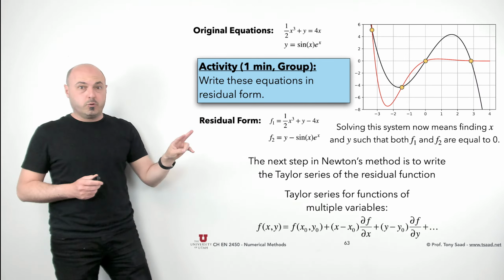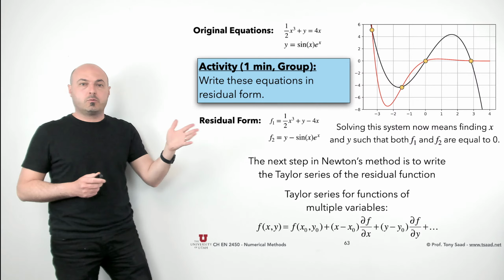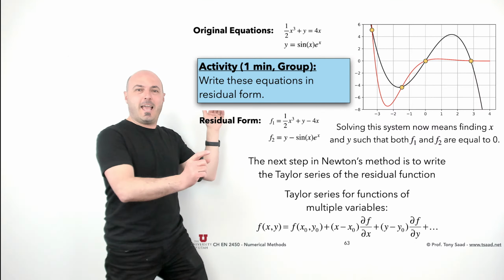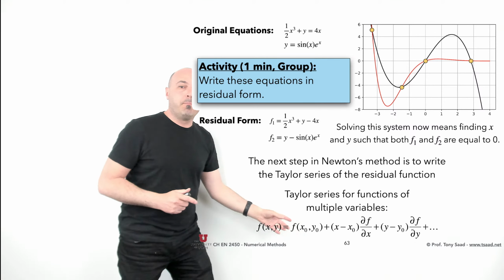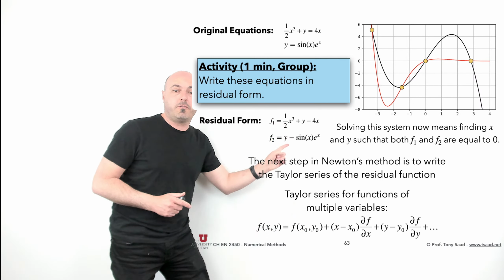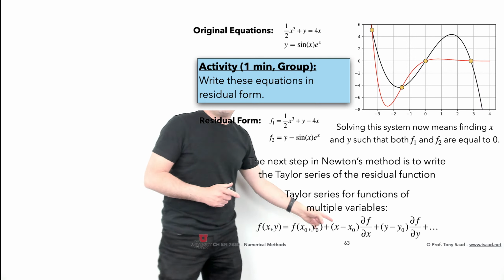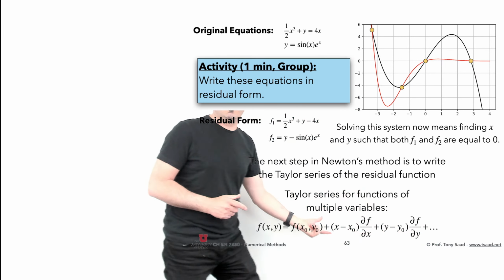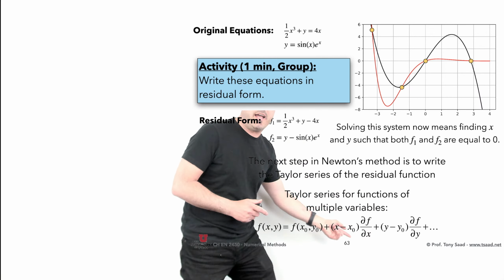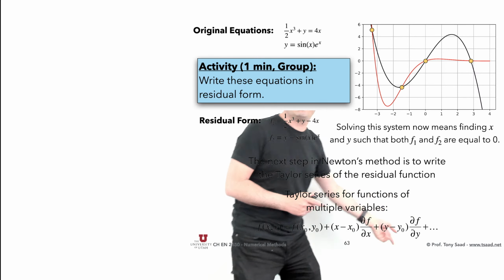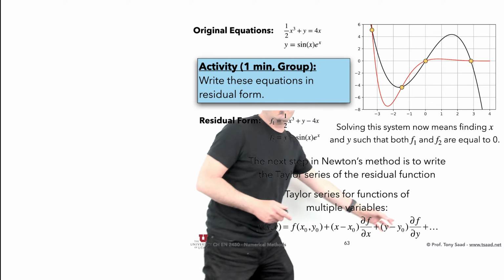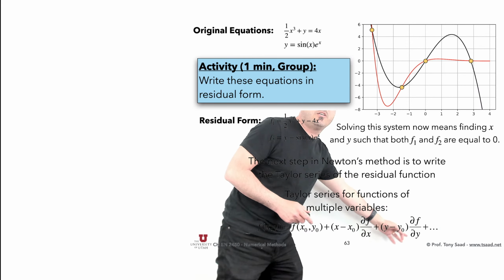Now we have two roots, x and y, so two values for the root, right? In other words, it's the x and the y value. But that is the evaluation of the function, the residual function, at x0, y0. And then simply you have these two linear terms: x minus x0 times the derivative of f with respect to x, and then y minus y0 times the derivative of f with respect to y, evaluated at x0, y0, and evaluated at x0, y0.